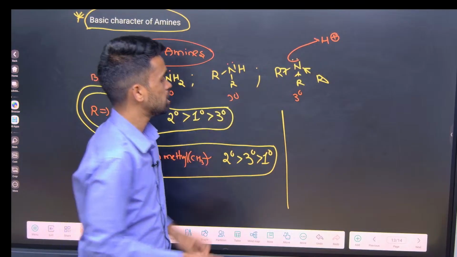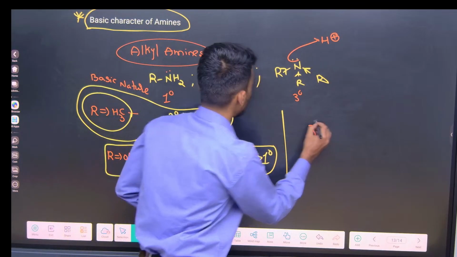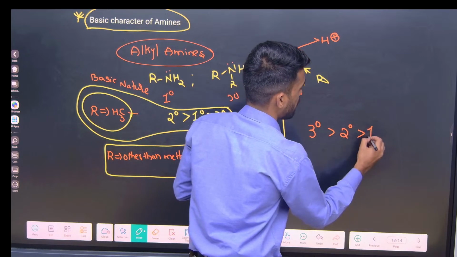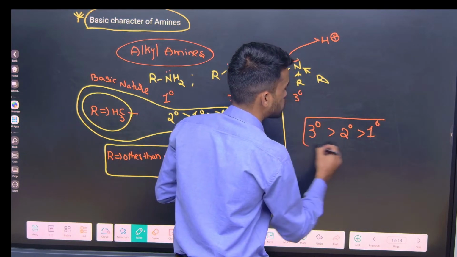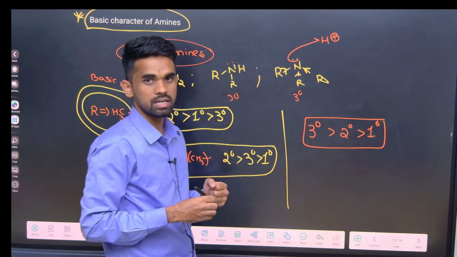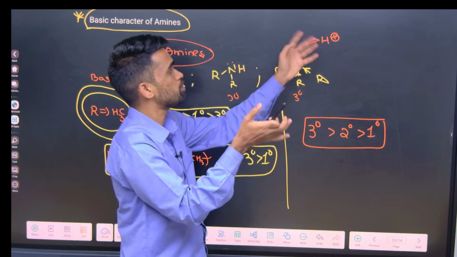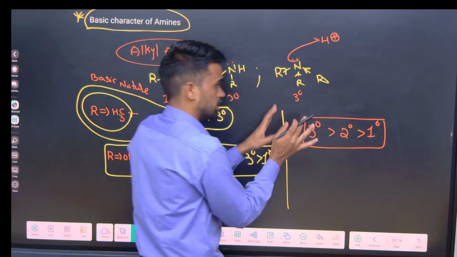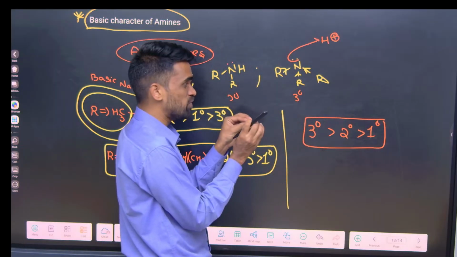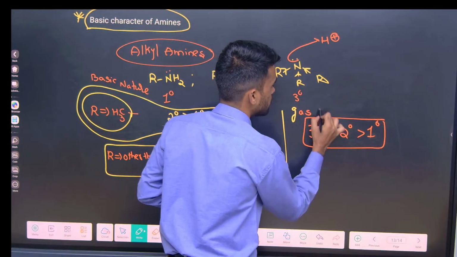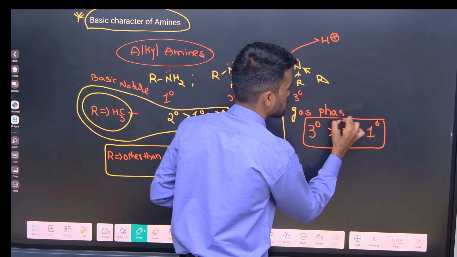It means tertiary should be more basic, and here 2 alkyl groups means next followed by secondary, and the least should be primary. This should be the actual scenario that we may think, because more alkyl groups, more is the releasing nature, more is the basic nature. Yes, this is true. It is perfectly true, but this is true in gas phase only. So it is accepted only in gas phase.